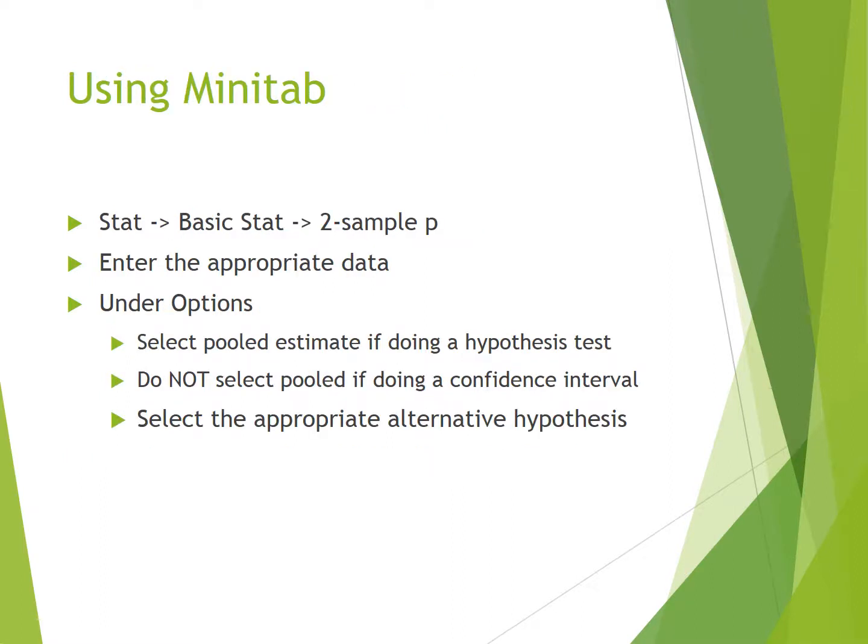For these two sample proportion tests, we go to Stat, Basic Stat, and below where we had all the one sample tests, you'll start seeing two sample tests, and you'll see one that says two sample proportion. You will enter in the appropriate data. Then under options, you're going to select pooled estimate if doing a hypothesis test, and you're going to select do not pool, or it says something about considering the estimates separately, if you're doing confidence intervals. Then select the appropriate alternative hypothesis, either greater than, less than, or not equal to.